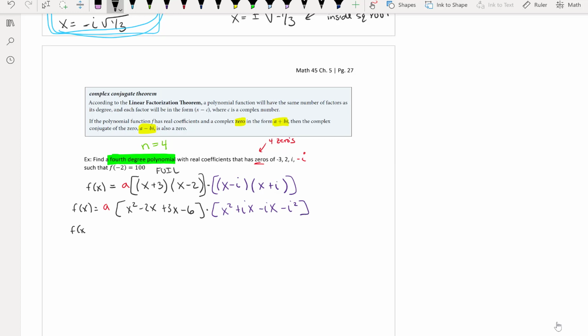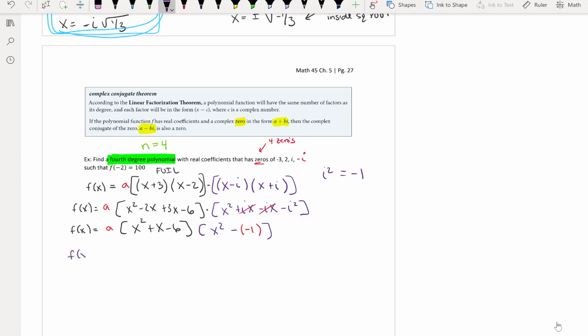So then my f of x is equal to my a still. Now I'm going to simplify the inside, so I have an x squared plus x minus 6. And over on this side, since there were conjugate terms, the plus ix and the negative ix cancel out. So I have an x squared minus, and remember that i squared is really negative 1. So I have a minus negative 1.